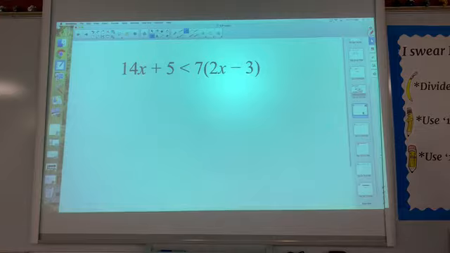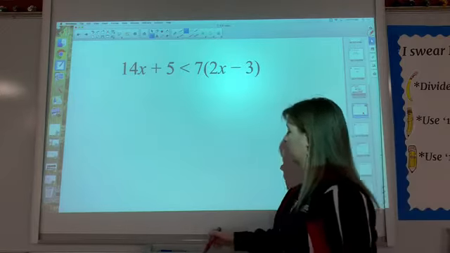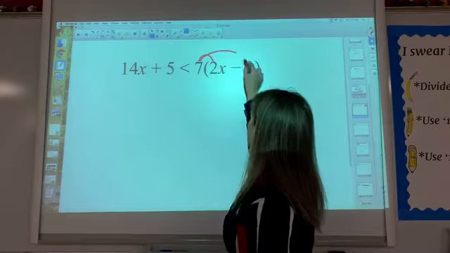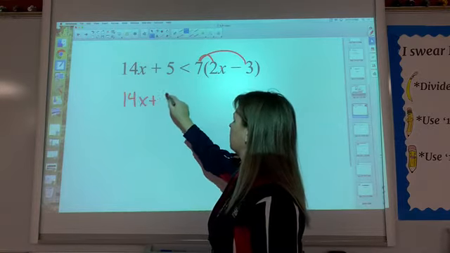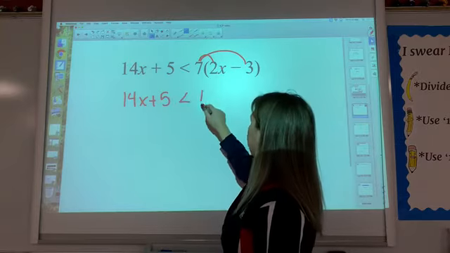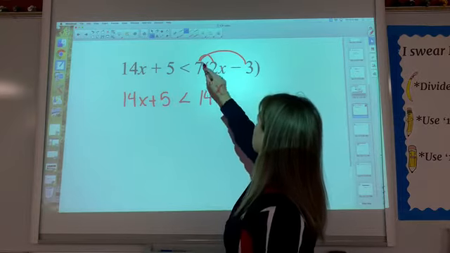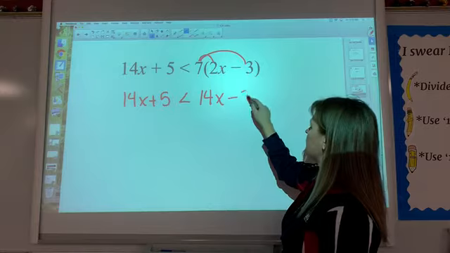Go ahead and write down the next problem. 14x + 5 < 7(2x - 3). The left side is already okay. The right side we're going to need to distribute. So we're left with 14x + 5 is less than 14x. 7 times negative 3 is negative 21.